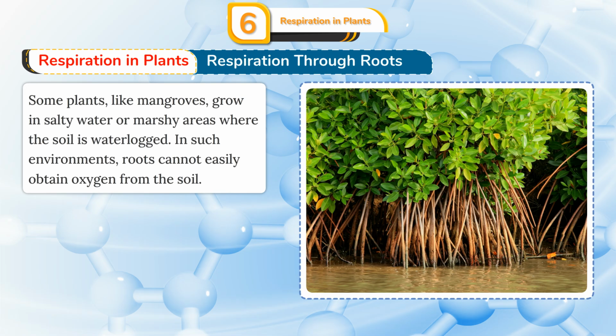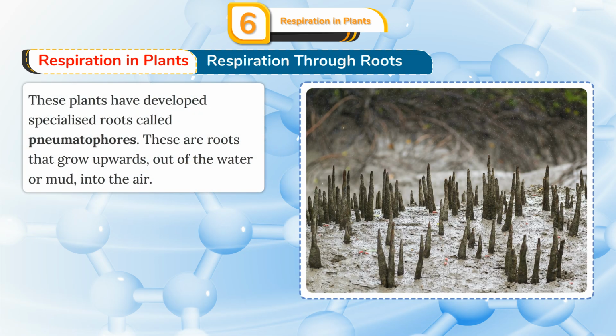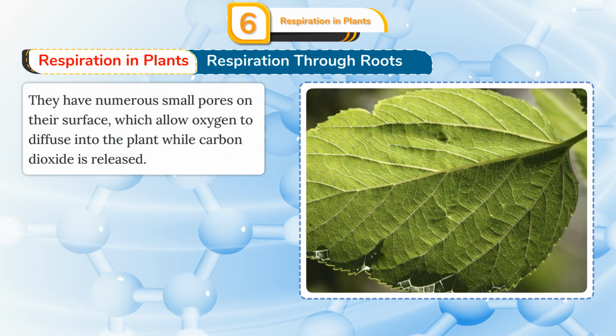Some plants, like mangroves, grow in salty water or marshy areas where the soil is waterlogged. In such environments, roots cannot easily obtain oxygen from the soil. These plants have developed specialized roots called pneumatophores. These are roots that grow upwards, out of the water or mud into the air. They have numerous small pores on their surface, which allow oxygen to diffuse into the plant while carbon dioxide is released.